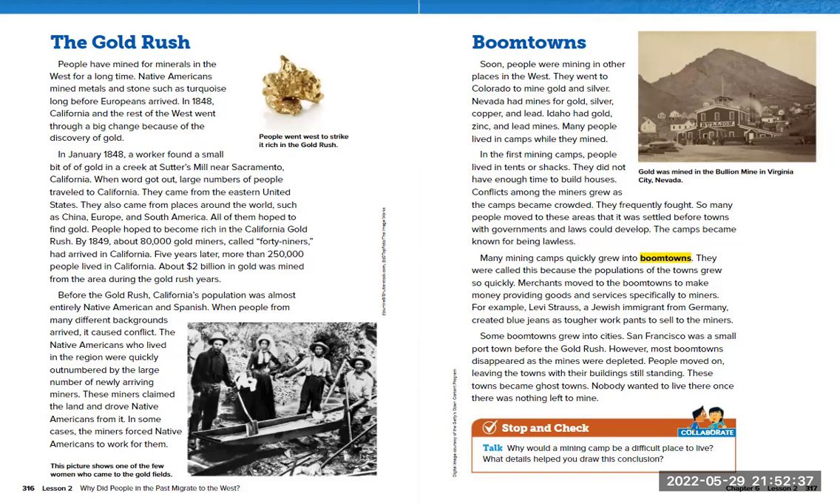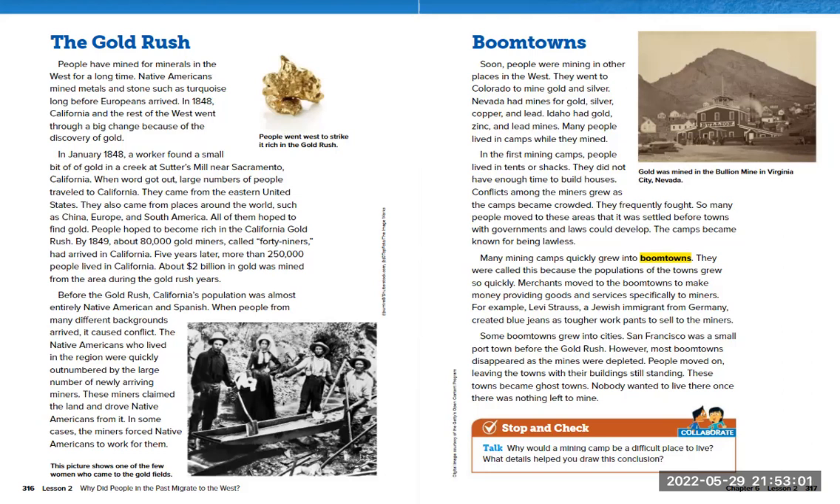Before the gold rush, California's population was almost entirely Native American and Spanish. When people from many different backgrounds arrived, it caused conflict. The Native Americans who lived in the region were quickly outnumbered by the large number of newly arriving miners. These miners claimed the land and drove Native Americans from it. In some cases, the miners forced Native Americans to work for them.